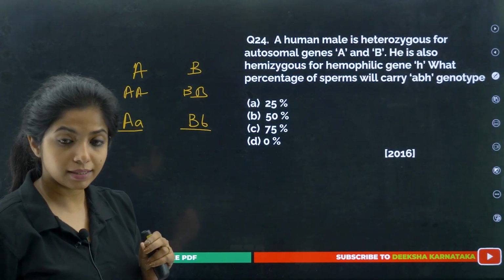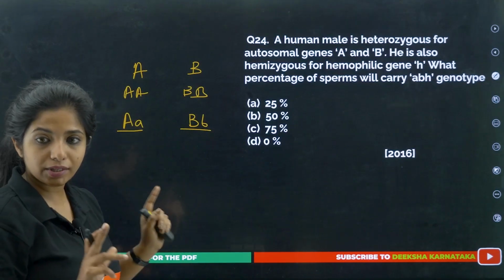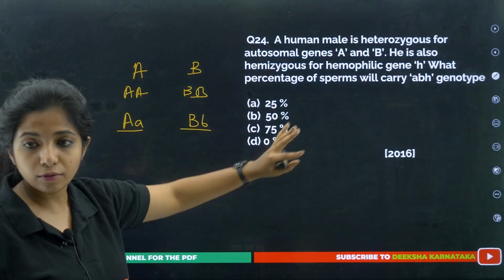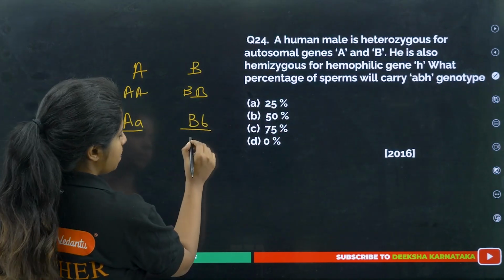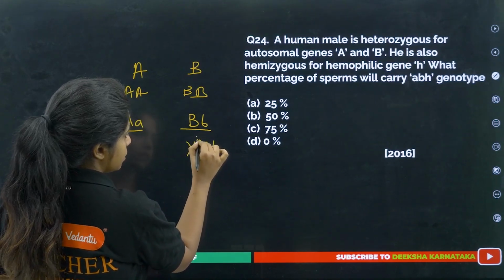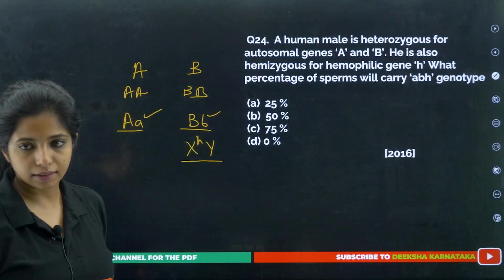So, hemophilia is a sex-linked recessive disorder. I hope you know that it will be on the sex chromosome. And he is hemizygous for the hemophilia gene. That means what, children? Basically, he has this condition. This is there, and this is what he is having.